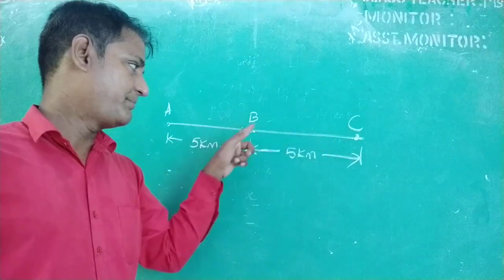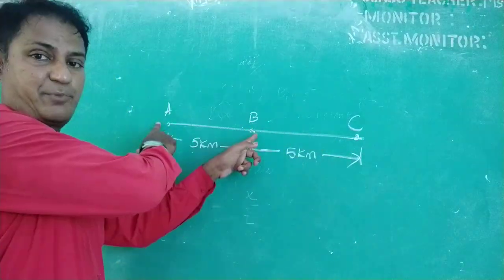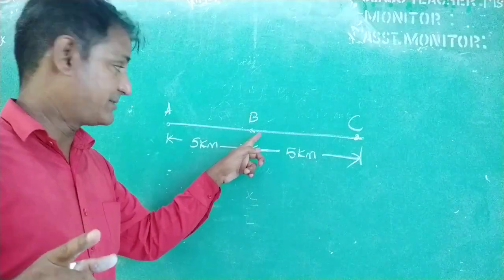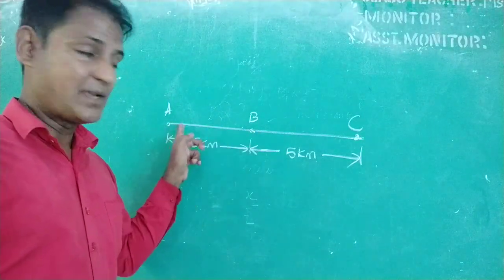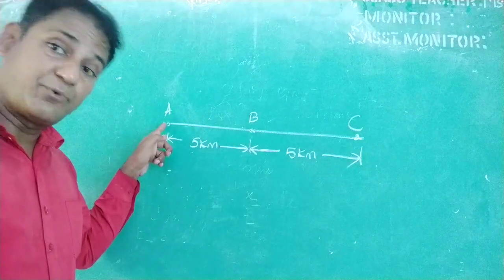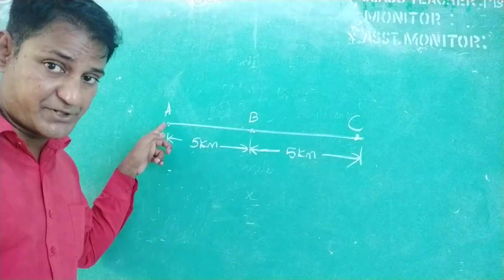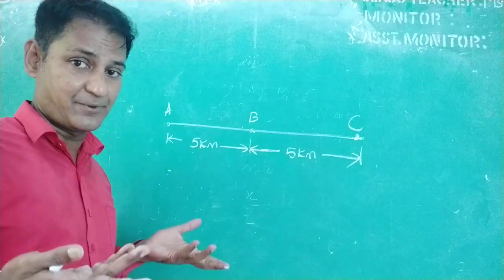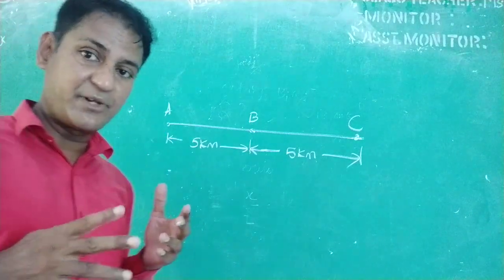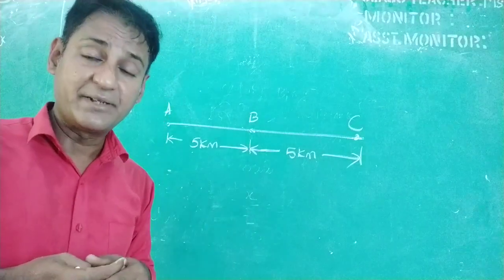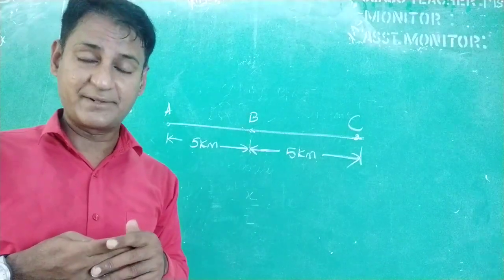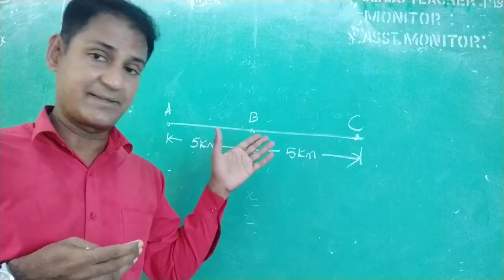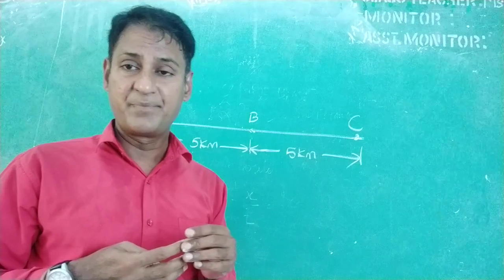Coming back to B. Now this was the initial position. This is the final position. Now the displacement is only 5 kilometers. Again coming back to A. This was the initial position. Now this is the final position. So the displacement now here is 0. So this is the difference between the distance and the displacement. Right? I think you should have understood. And the distance is a scalar quantity. The displacement is a vector quantity.